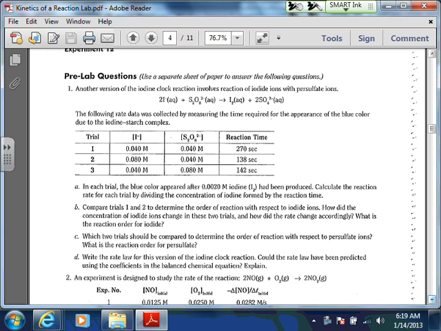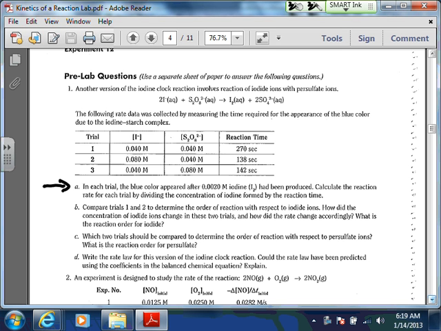Okay, so we're measuring these things in molarity. Basically, the first thing you have to do is figure out the reaction rate. Now, it's pretty clear on how you do this. You divide the change in molarity divided by the time that it takes to do this. Okay, so you'll end up with molarity per second.